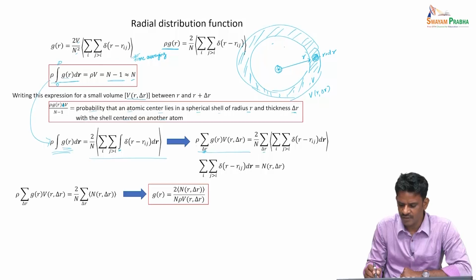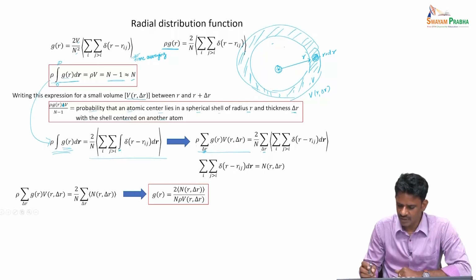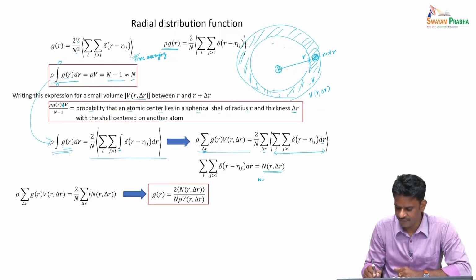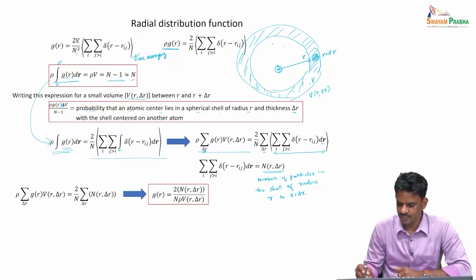of a sum over all possible shell thicknesses, and we can see we have interchanged the integration and summation, which is okay here. And if you look at this particular term, that is the double sum, i equal to 1 to n and j greater than i to n, of delta of r minus r_ij times dr. So this is nothing but the number of particles in a given shell of radius r to r plus dr. This is basically a counting operation in the shell of radius r to r plus dr. So we take this expression and substitute here.